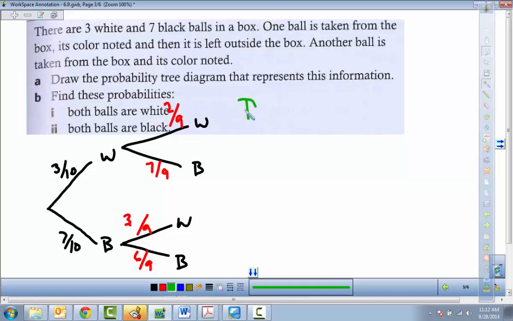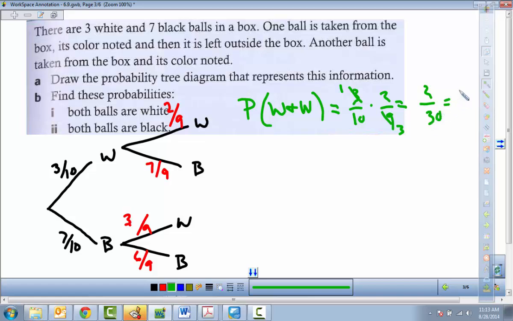Probability that they're both white. Probability of white and white. Okay, so that would be across this top branch. So we're doing 3/10 times 2/9, or 6 out of 90. We can reduce that to 2 over 30, which is 1 over 15.